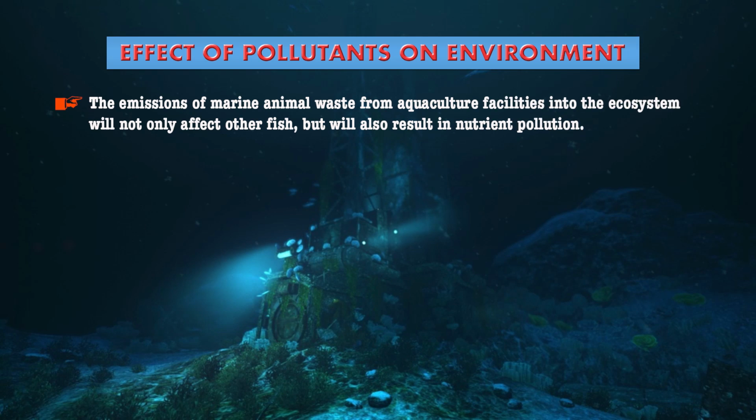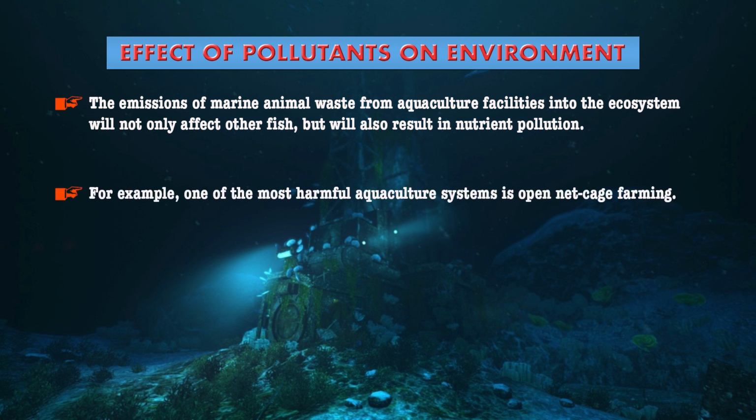In the open water aquaculture system, the excess fish feed will introduce extra nitrogen and phosphorus directly into the waters. And the closed offline inland systems also contribute to eutrophication as they dump the effluents directly into the natural waterways. So the emission of marine animal waste from the aquaculture facilities into the ecosystem will not only affect the other fishes, but will also result in nutrient pollution.